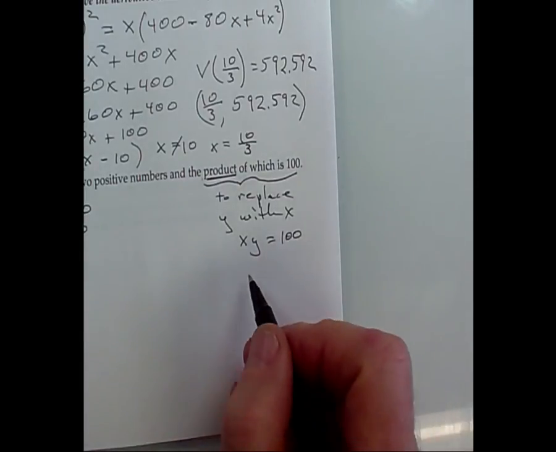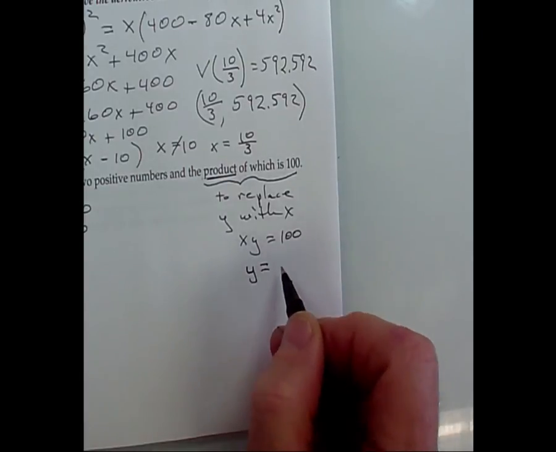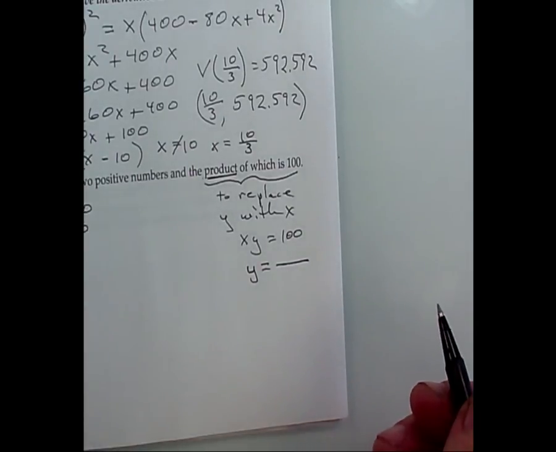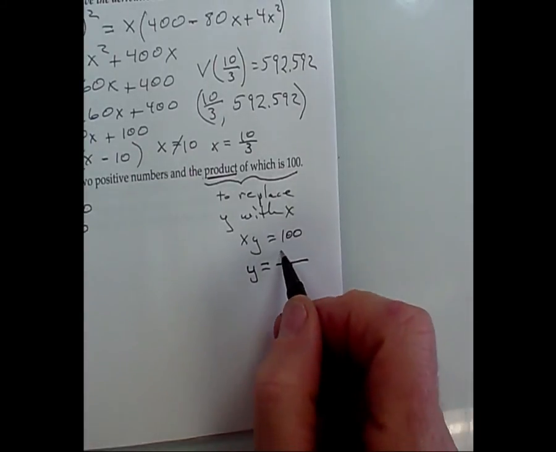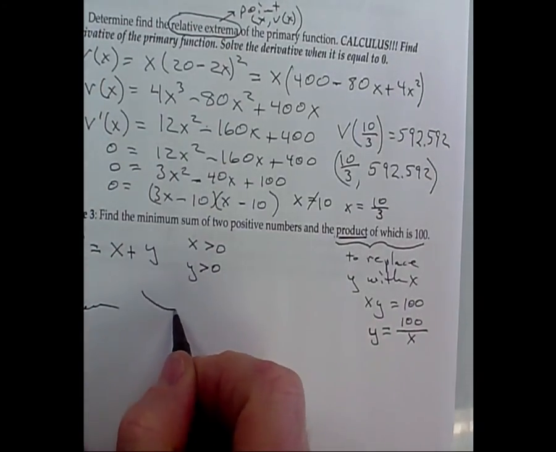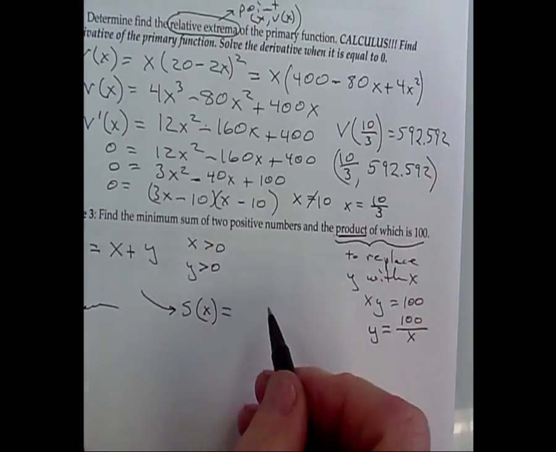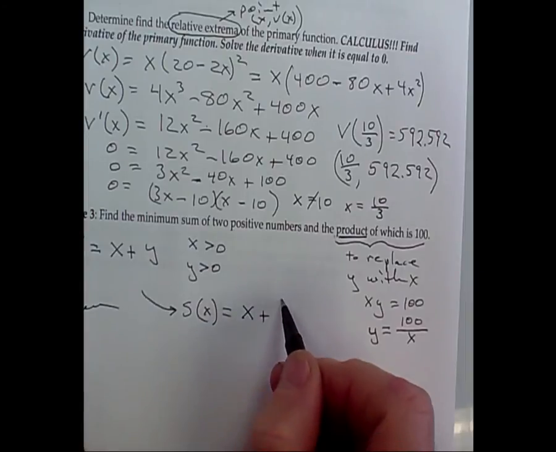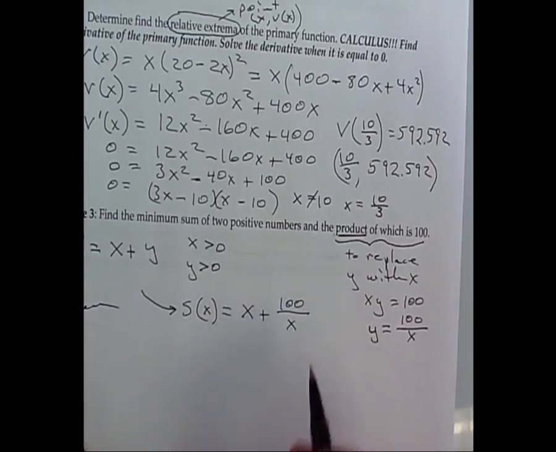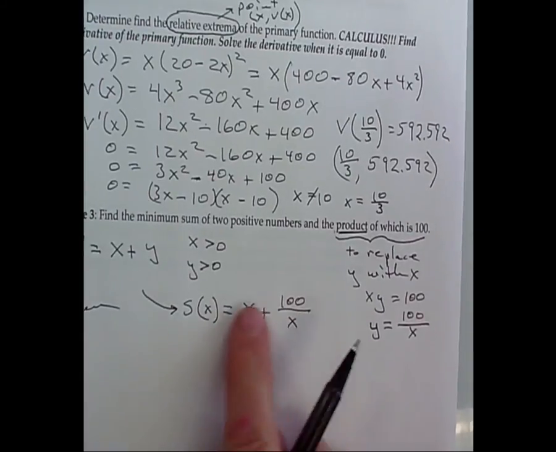So I want to replace y with x, so I'm going to get y by itself, and it's going to equal what, Julia? 100 over x. So now I can come back here, and I can create a function called s of x. And s of x is going to be x plus 100 over x, because this is what we replaced y with. Is that making sense? Now the function is in terms of x.